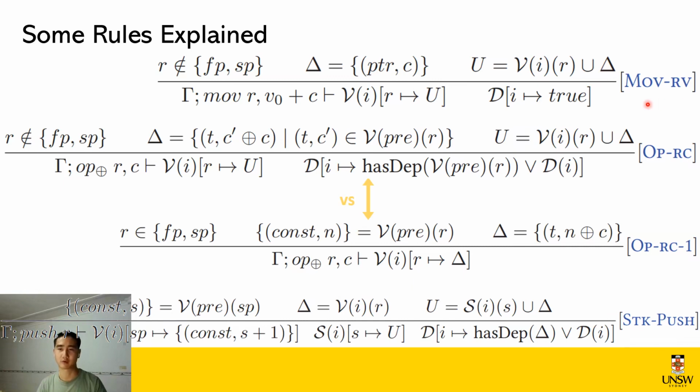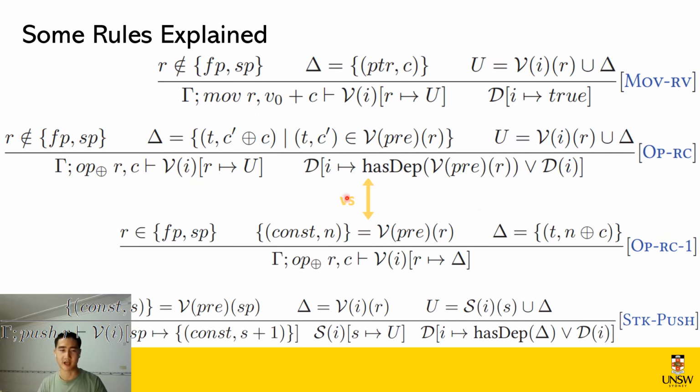Let me explain some rules. First, move RV: it moves address V0 with offset C to R. So we can see this instruction is dependent on address V0, and the content of R should be added with the abstract value pointer with offset C.